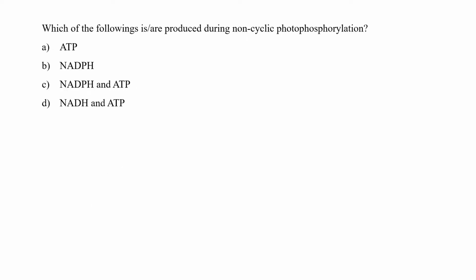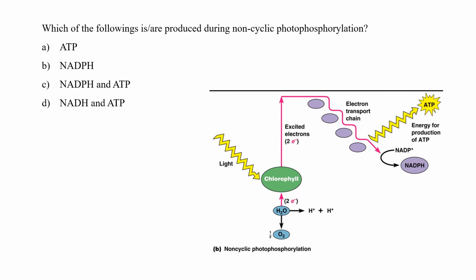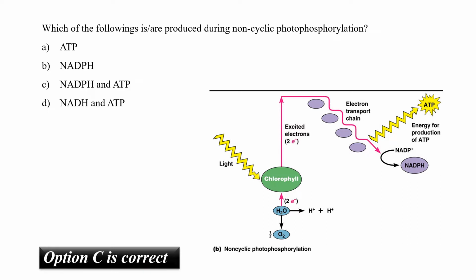Next question is, which of the following is or are produced during non-cyclic photophosphorylation? The photophosphorylation process, which results in the movement of electrons in a non-cyclic manner for synthesizing ATP molecules using the energy from the excited electrons that are provided by photosystem 2, is called as non-cyclic photophosphorylation. During non-cyclic photophosphorylation, the electrons released by P700 are carried by primary acceptors and finally passed on to NADP. Here, the electrons combine with protons, which is H positive, which is produced by splitting a water molecule and reduces NADP to NADPH2. The correct answer here is NADPH and ATP, that is option number C.